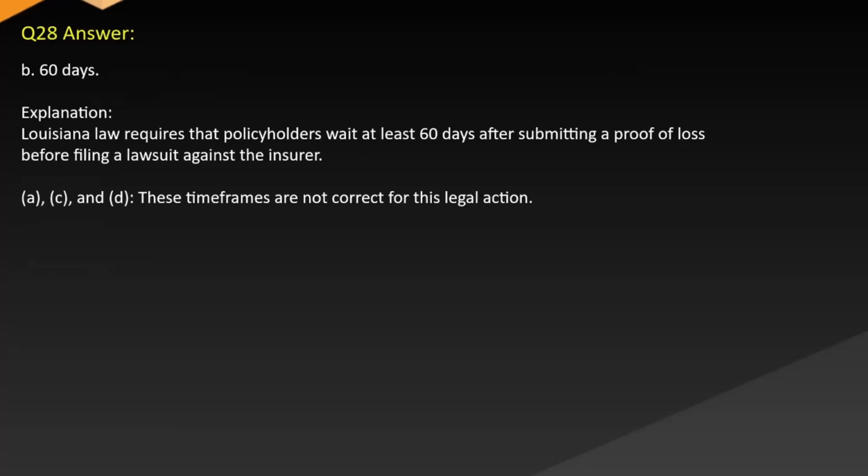Answer: B. 60 days. Explanation: Louisiana law requires that policyholders wait at least 60 days after submitting a proof of loss before filing a lawsuit against the insurer. A, C, and D. These time frames are not correct for this legal action.